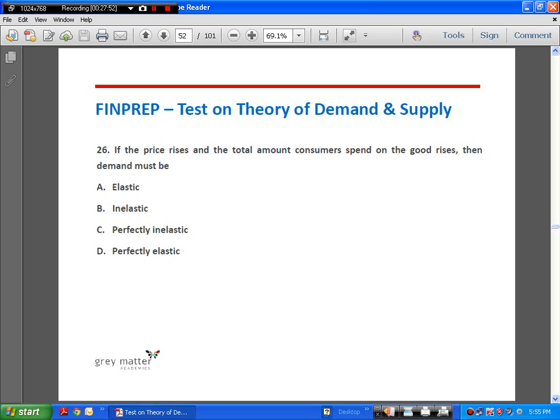26th question. If the price rises and total amount consumers spend on the good rises, then demand must be. So this is the outlay method. So here when price increases, the amount which they spend on the good is rising. So option A, elastic, B, inelastic, C, perfectly inelastic, D, perfectly elastic. So you will find it is more elastic because a change in price is bringing out a change in the total outlay of expenditure spent on that particular good by the consumer.